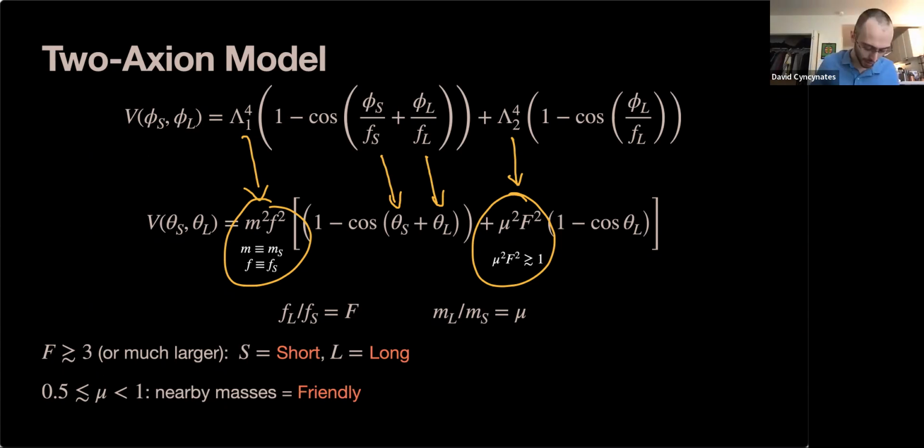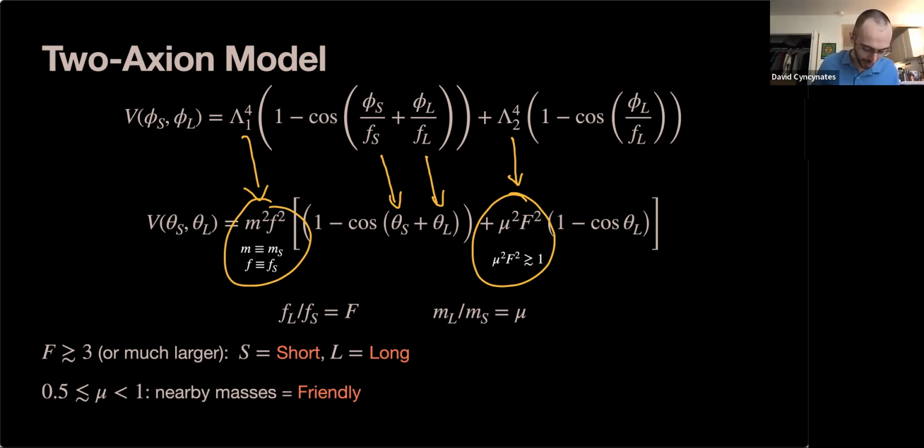On the other hand, the mass ratio mu should live in some order 1 interval. This is the condition of friendliness. So this is what having this distribution of axion masses buys you. If your distribution is not too broad, then you will have mass coincidences. And this is what will lead to interesting nonlinear dynamics.